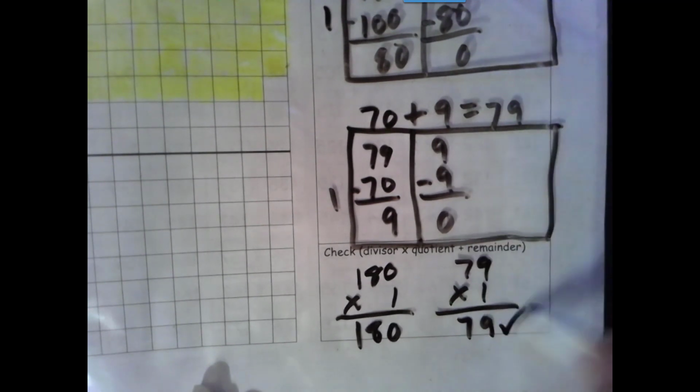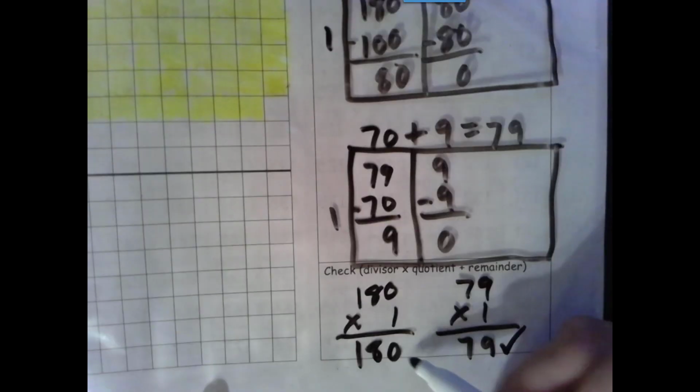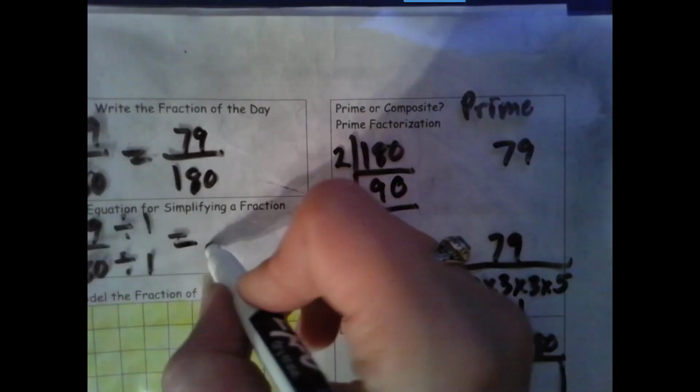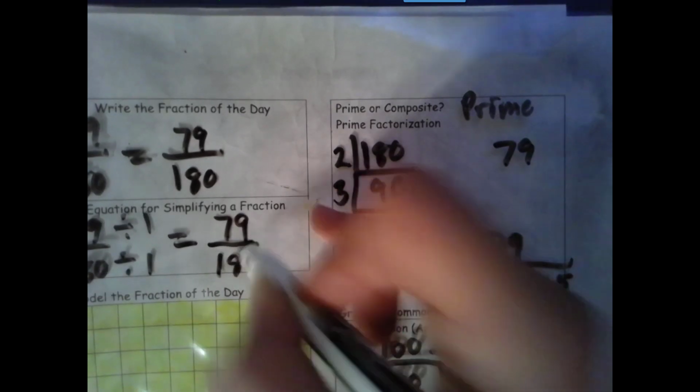79 matches our dividend, check. 180 matches our dividend, check. So our numerator is definitely 79, and our denominator is definitely 180.